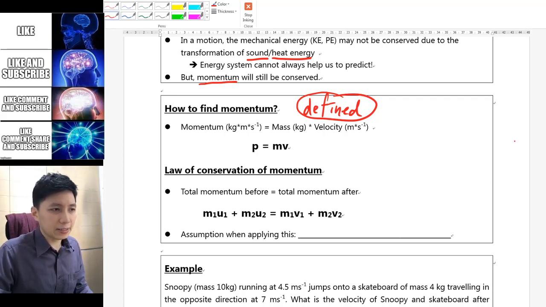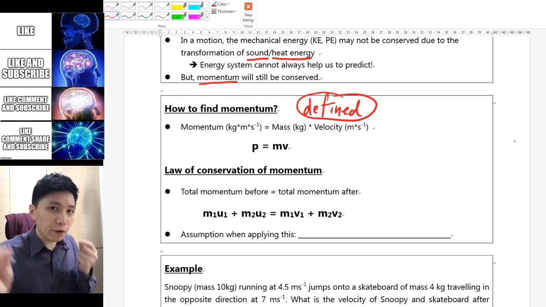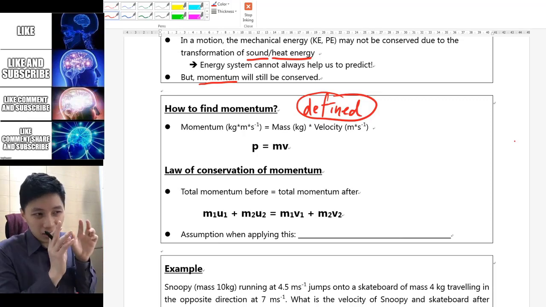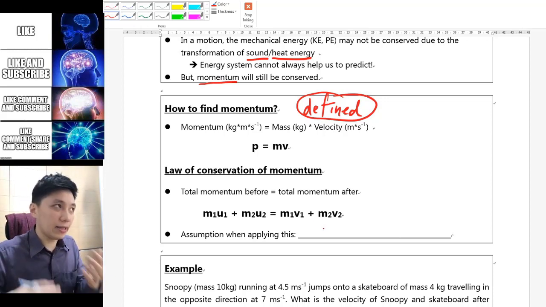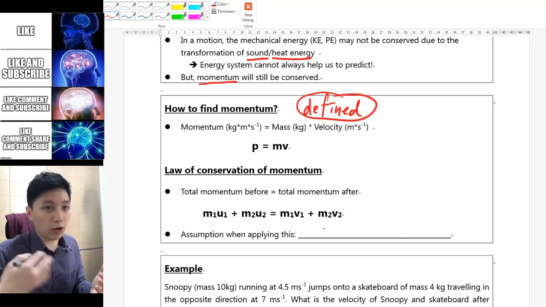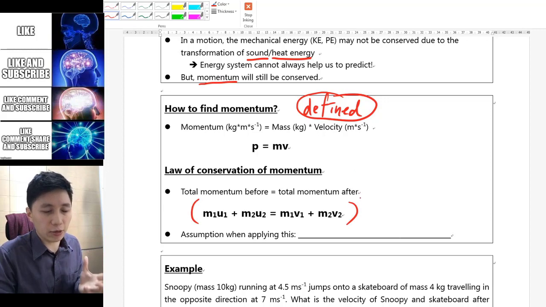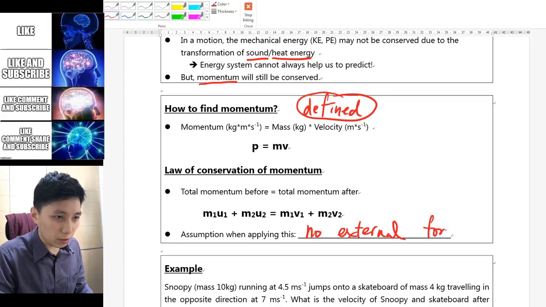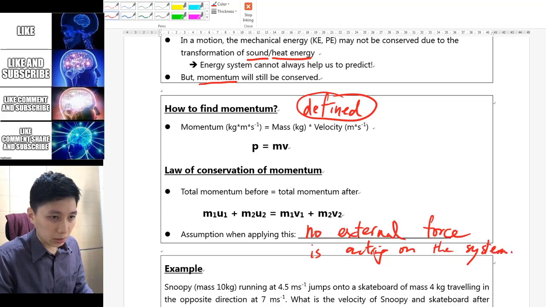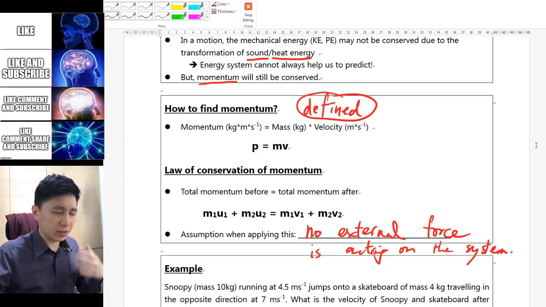However, when you try to apply this principle, we still have to fulfill one assumption. If this assumption is not fulfilled, then this law or this equation would not be valid. I can tell you the assumption now, but later on I hope you can understand why it is that way when we derive this equation. The assumption is that no external force is acting on the system, so you may want to put it down. I don't think we should explain it now, because later on you will realize why this is important when we derive it.